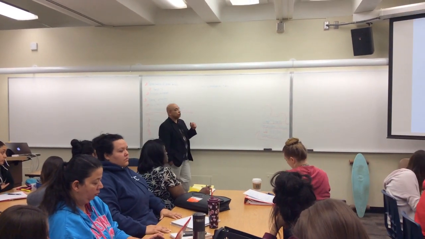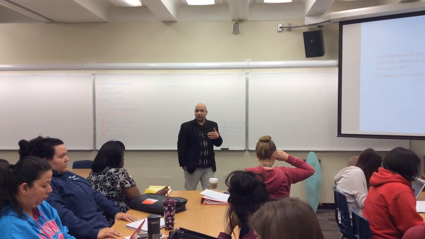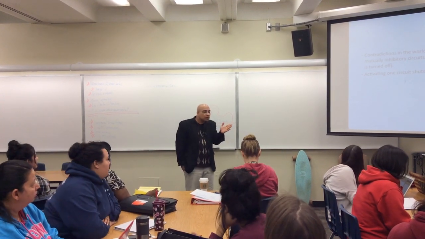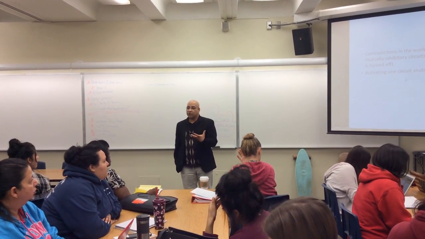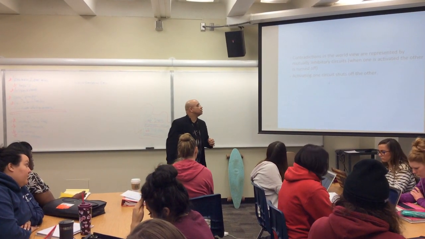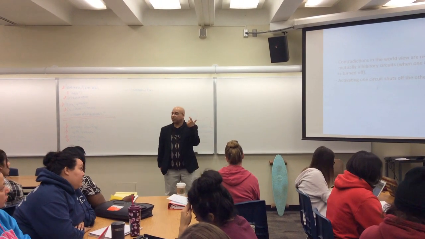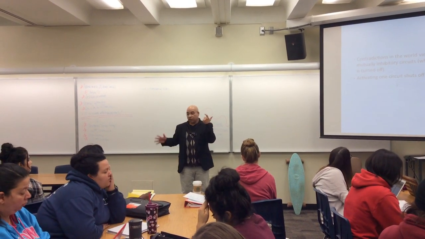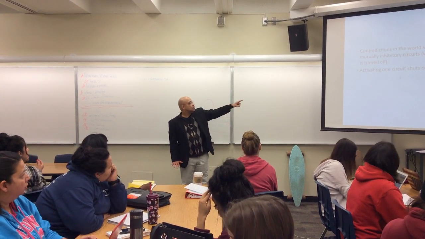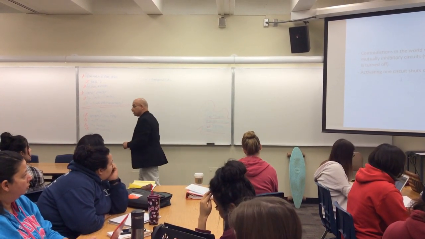Contradictions in our worldview exist, right? None of us are just one specific thing, 100%. We have a range of perspectives, even if we have a dominant perspective. That's represented by what they call mutually inhibitory circuits. When one is activated, the contradictory one is shut down. It doesn't operate. So activating one circuit shuts off the other.